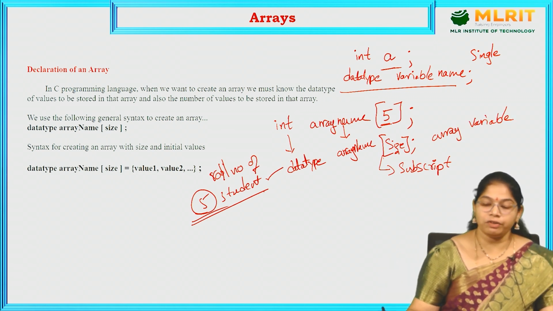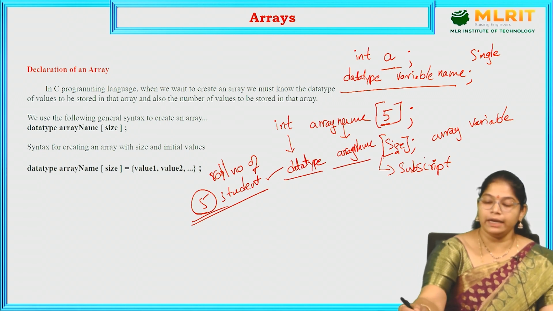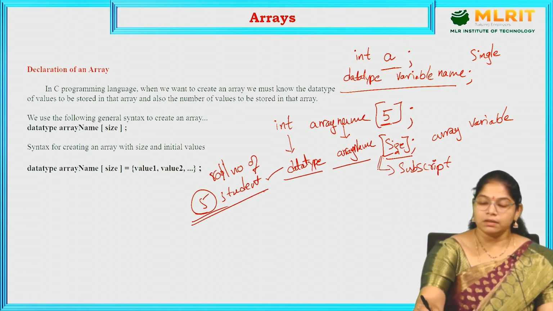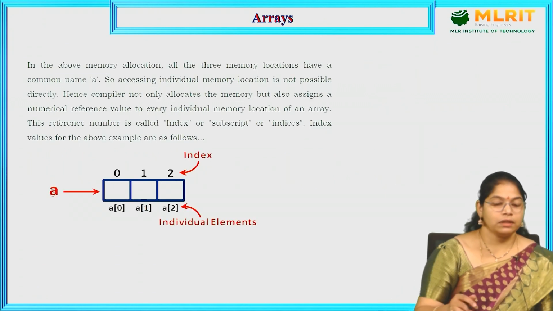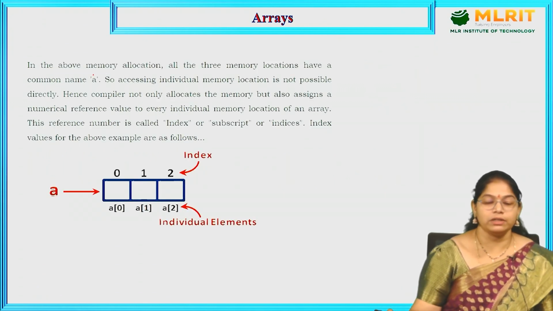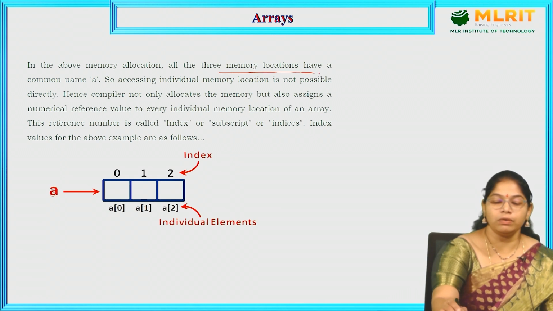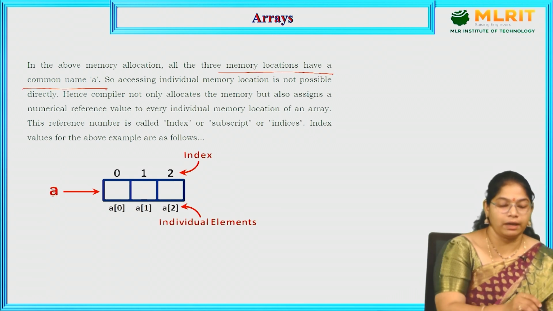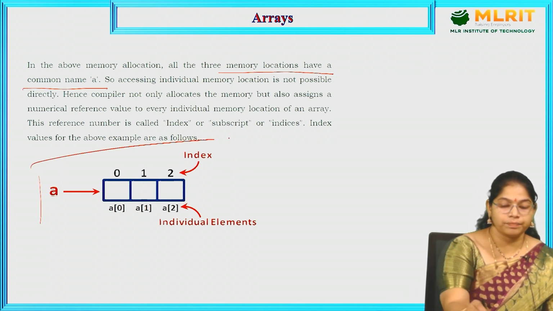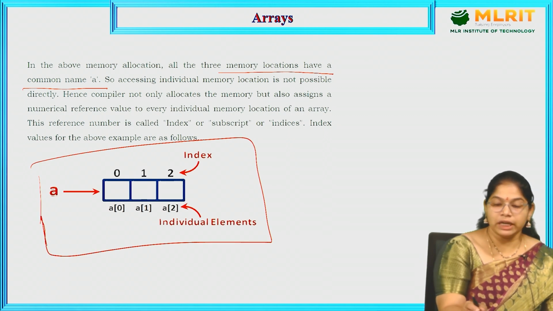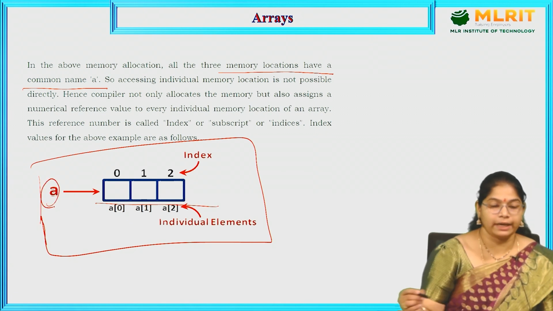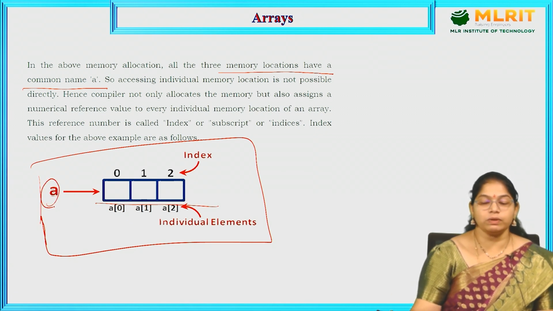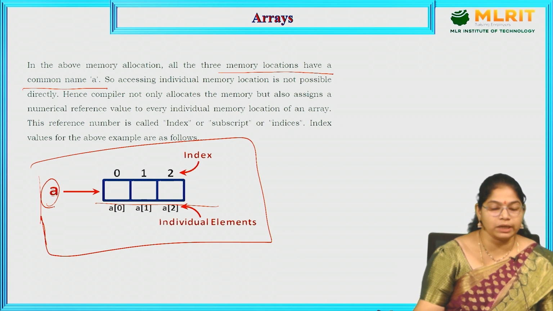So declaration of an array is data type, array name, size. If it is a single dimensional array, we have only one subscript. In the above memory allocation, all the 3 memory locations have a common name A. So accessing individual memory locations is not possible directly.